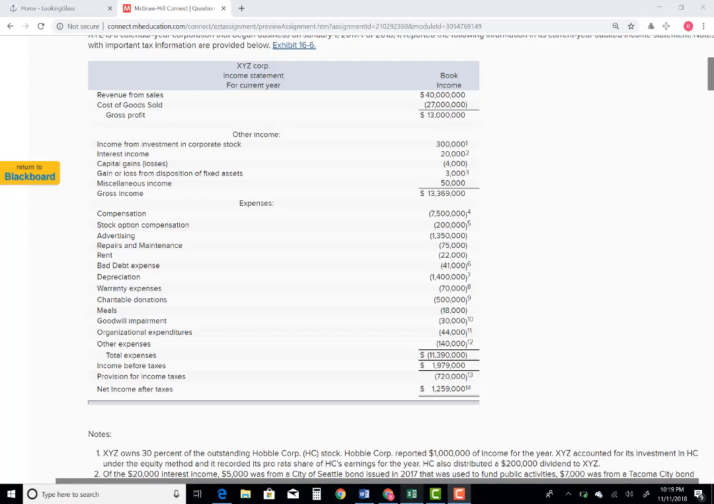So we're going to look at the differences between book income and tax income and talk about how some of these different rules we've looked at throughout the course actually get applied to specific situations.